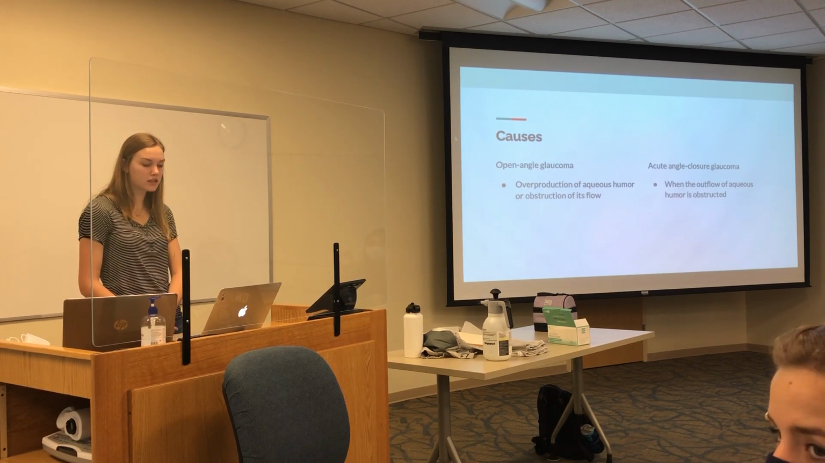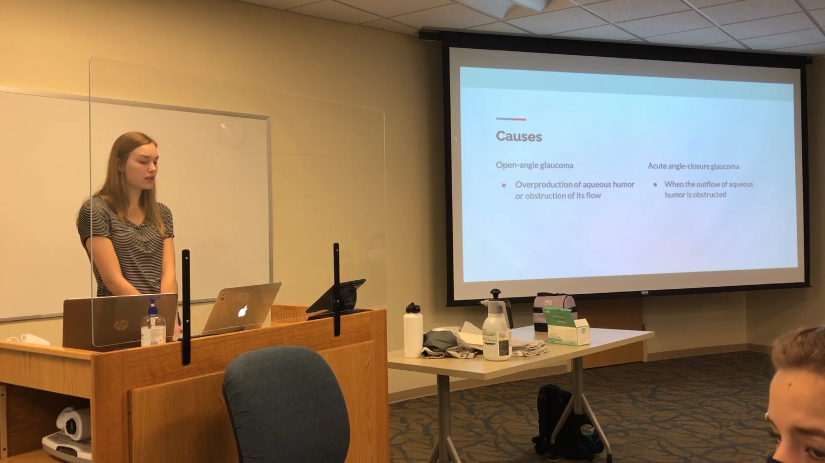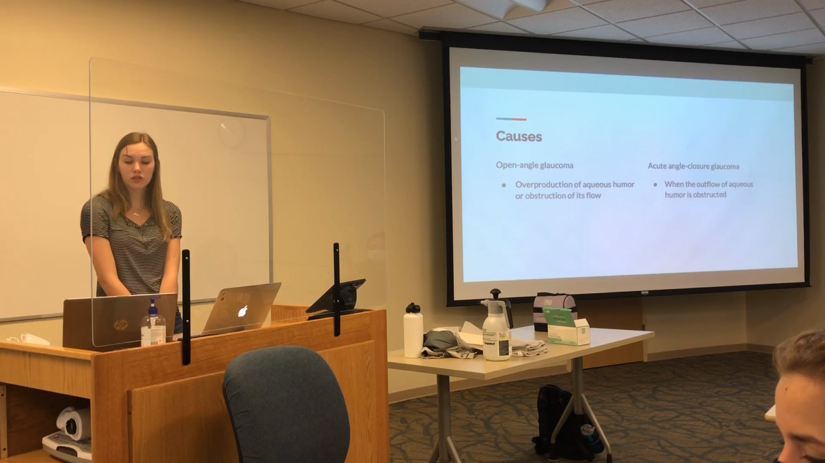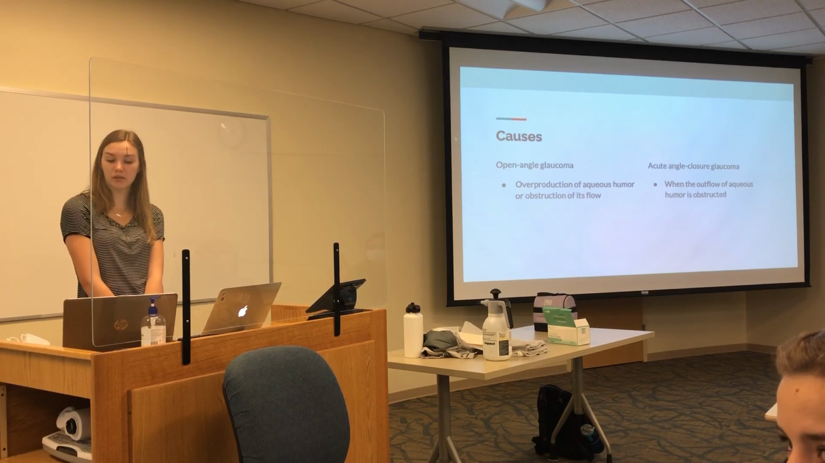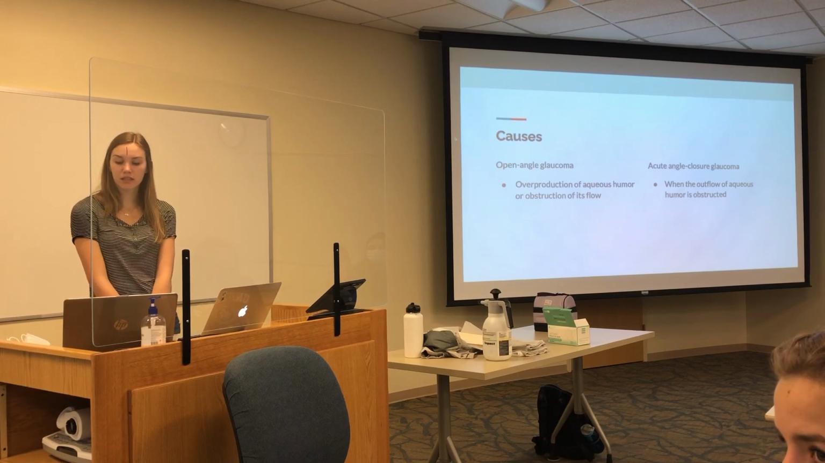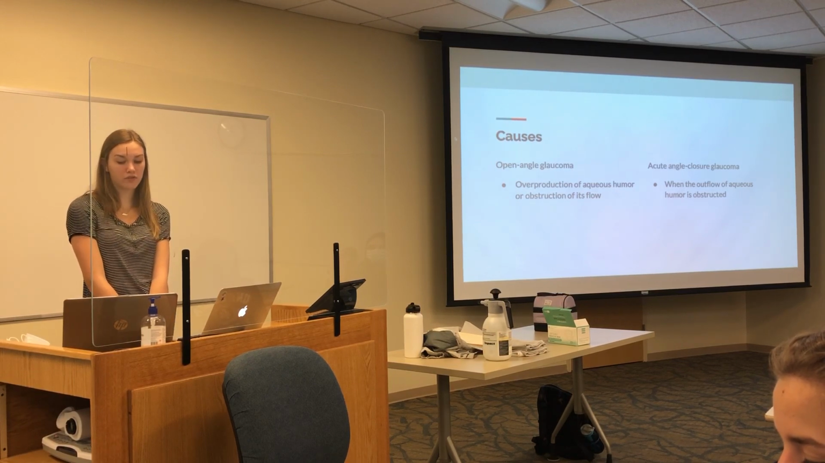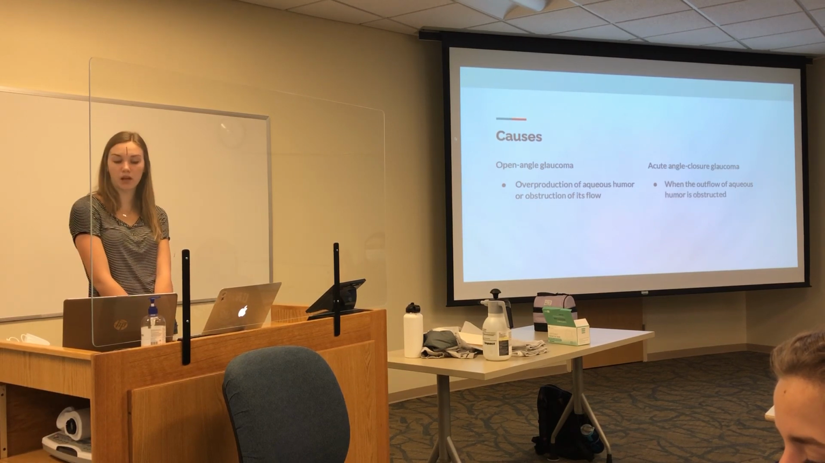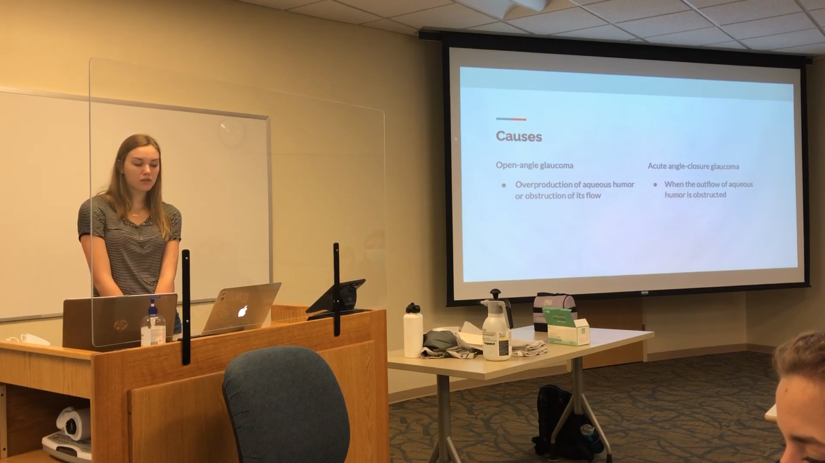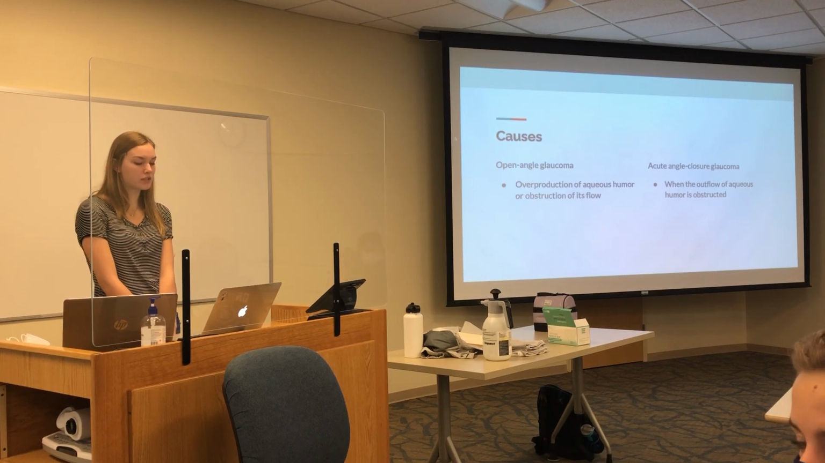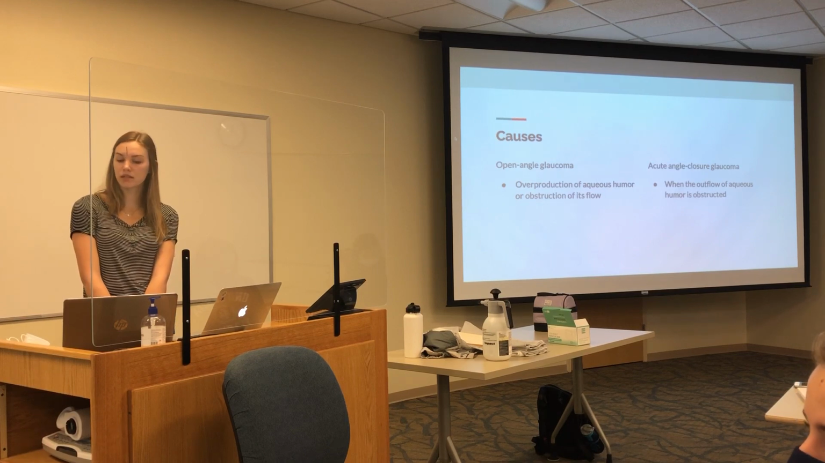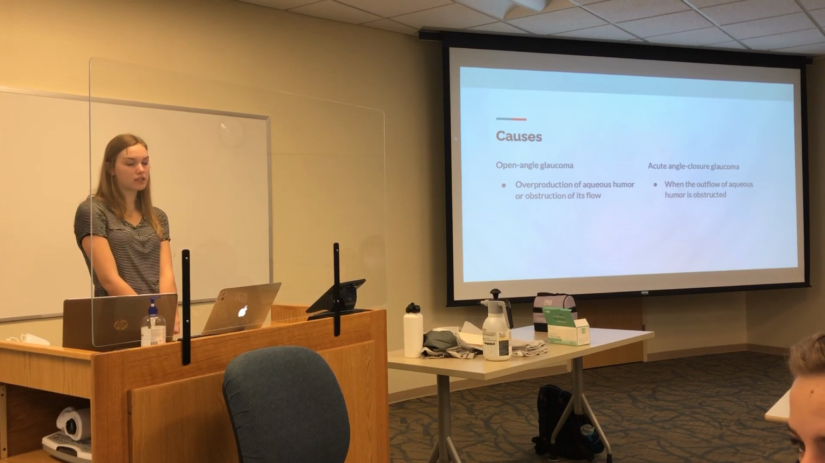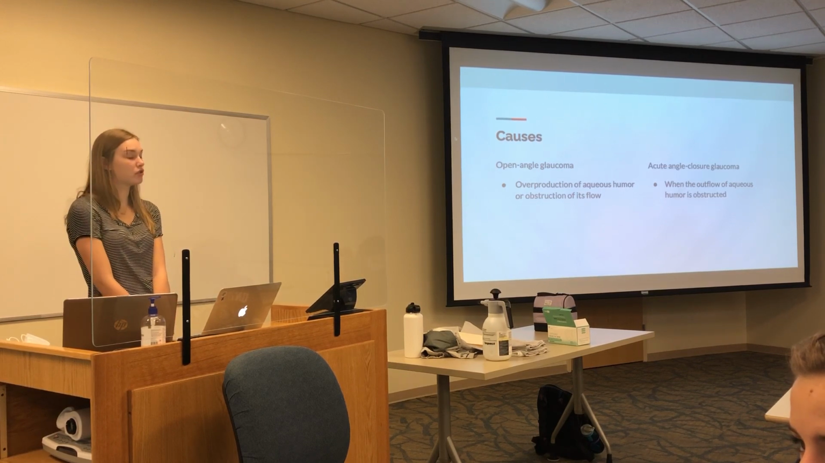So some different causes for it. For open angle glaucoma, it's an overproduction of the aqueous humor, or an obstruction of its flow. This causes the aqueous humor to build up, and when that happens, the pressure inside of the eye damages the optic nerve. The buildup can occur because the trabecular meshwork in the eye becomes partially blocked. And acute angle closure glaucoma is when the outflow of the aqueous humor is obstructed. This is typically a more sudden form because it can result from pupil dilation, stress, or injury to the eye, which damages the drainage.